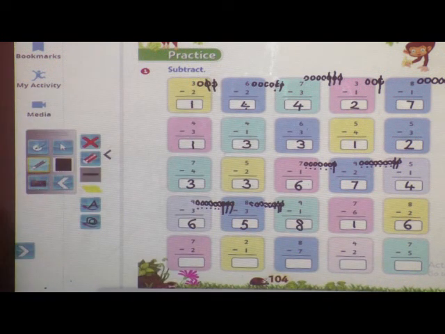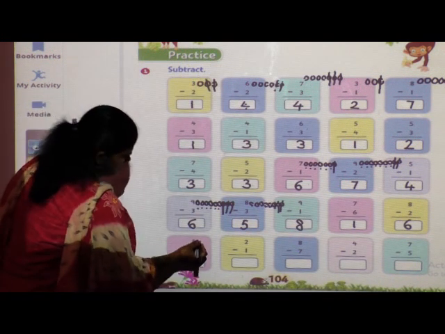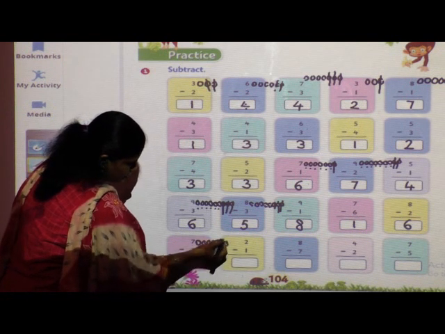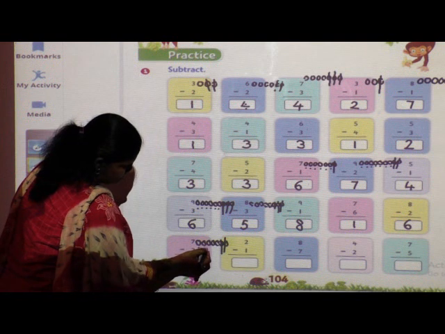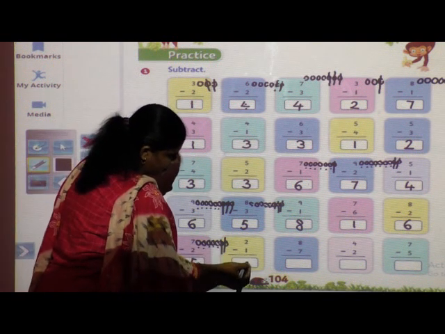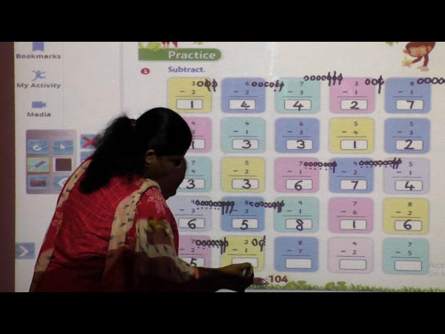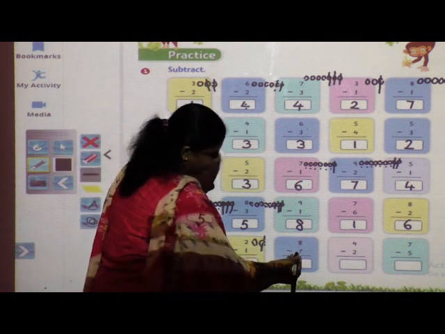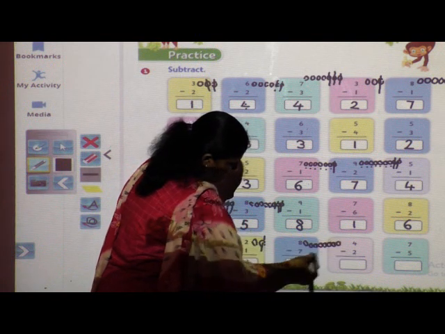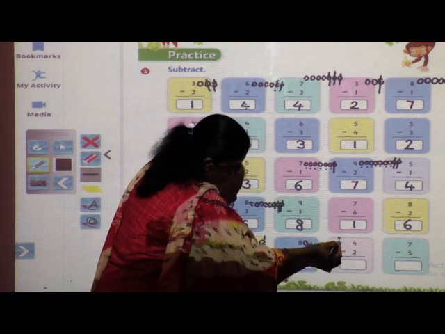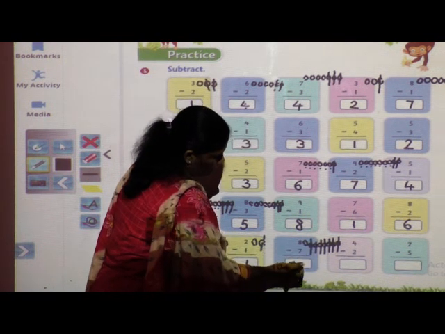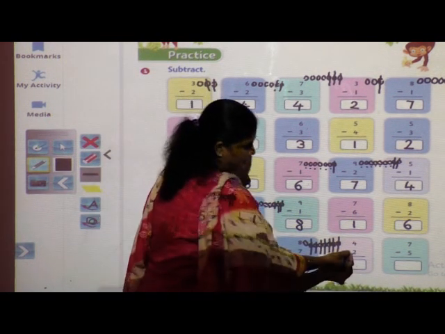Like this you have to do. 7 minus 2. 1, 2, 3, 4, 5, 6, 7. Minus 2. 1, 2. So count 1, 2, 3, 4, 5. Write here 5. 2 minus 1. Yes, it's very easy. Only 1. So once again see here, 1, 2, 3, 4, 5, 6, 7, 8. Minus 7 we have to do. So 1, 2, 3, 4, 5, 6, 7. Only remains 1.